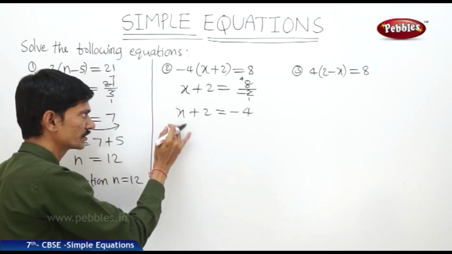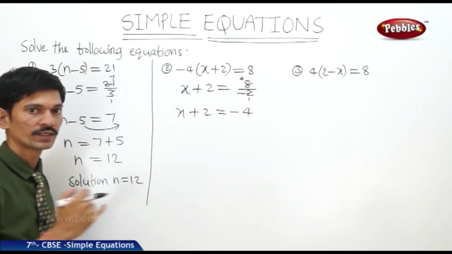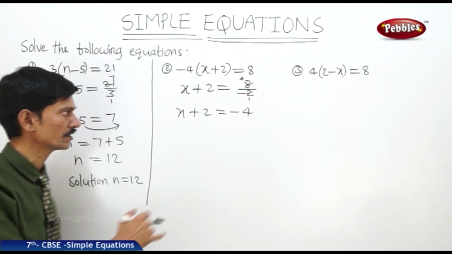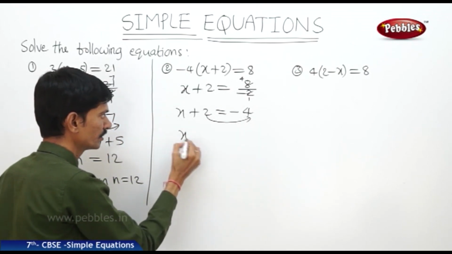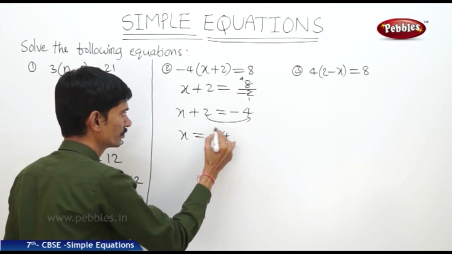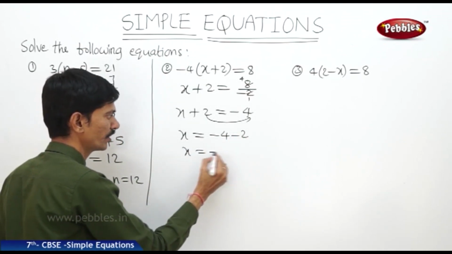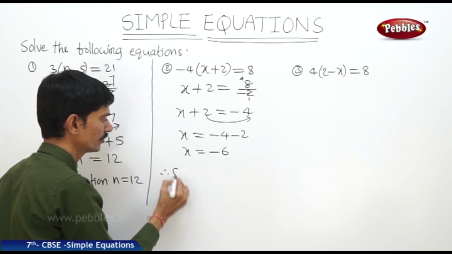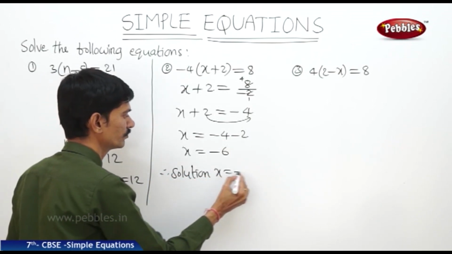Now to separate x in the LHS, we have to transpose plus 2 to the RHS. So when you transpose plus 2 to the RHS, it becomes minus 2. Then x equals minus 4 minus 2. So then x equals minus 6. So therefore the solution is x equals minus 6.